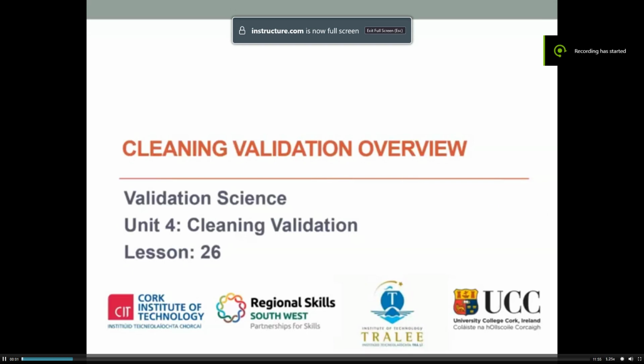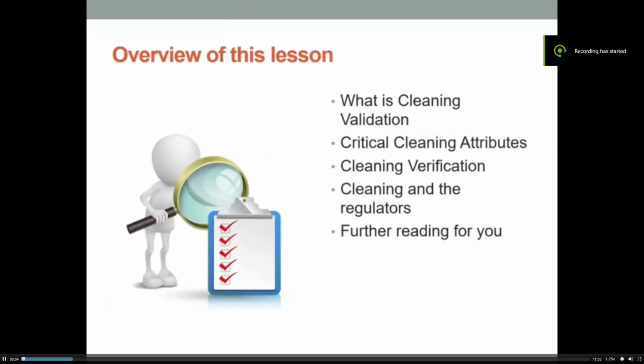Welcome to Lesson 26, Cleaning Validation Overview. In this lesson, we're going to be looking at what is cleaning validation, what are the critical cleaning attributes, what is cleaning verification, what do cleaning and the regulators say, and what is some further reading for you.